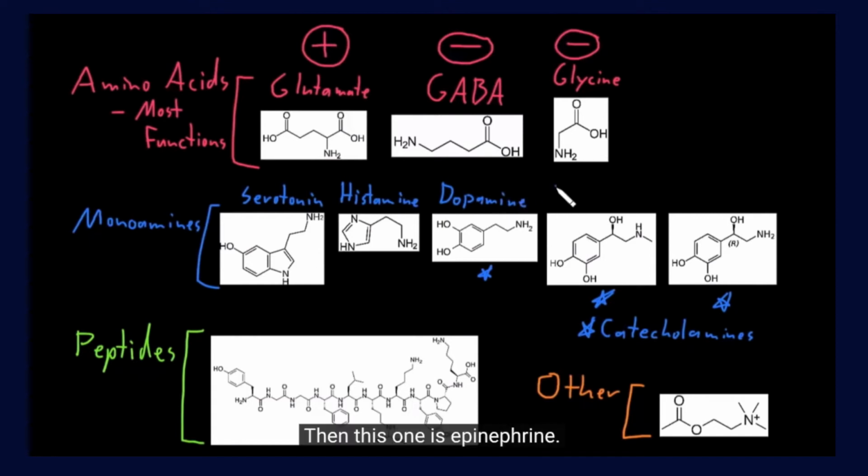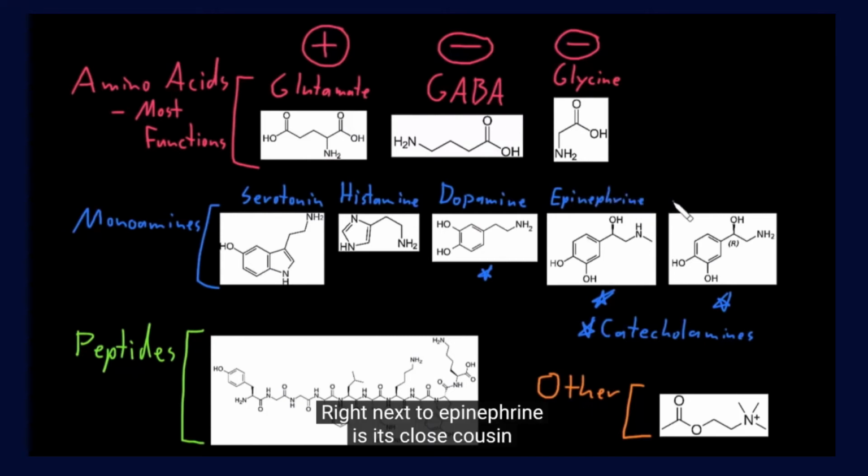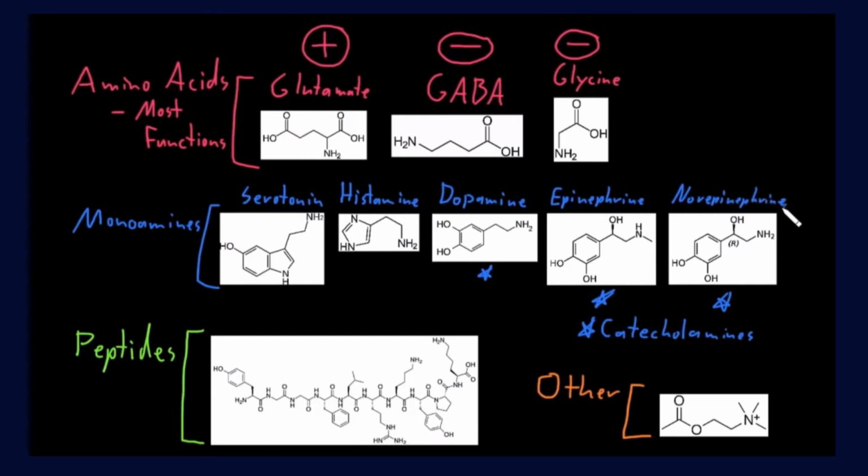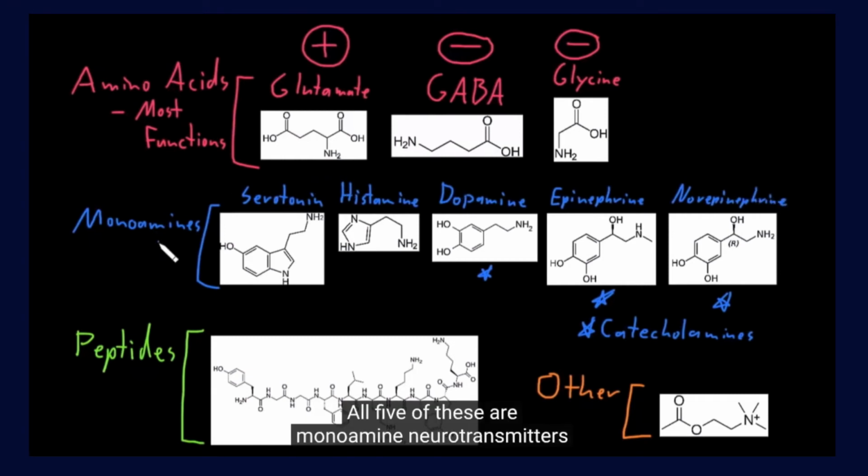Then this one is epinephrine. And right next to epinephrine is its close cousin, norepinephrine. So all 5 of these are monoamine neurotransmitters, but these 3, dopamine, epinephrine, and norepinephrine, are also called catecholamines.